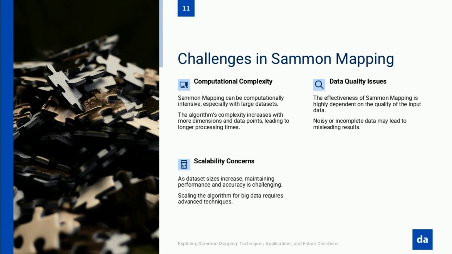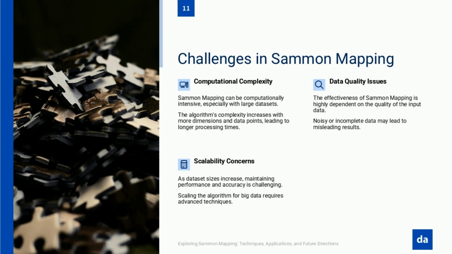Additionally, parameter tuning is often required. The choice of learning rate, stopping criteria, and distance metrics can significantly impact performance. Unlike other techniques that offer more straightforward parameter selection, Sammon mapping requires careful adjustment to get the best results. Many users find themselves experimenting with multiple configurations before finding an optimal setting, which adds to the computational cost.